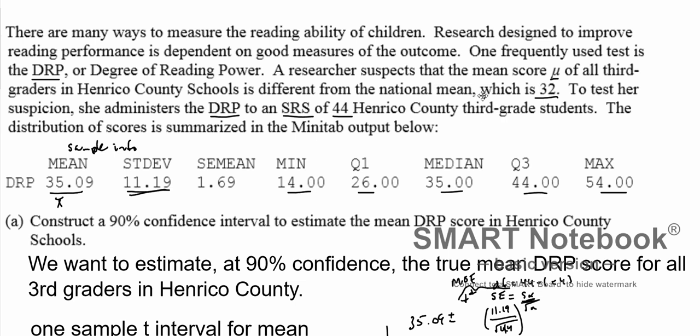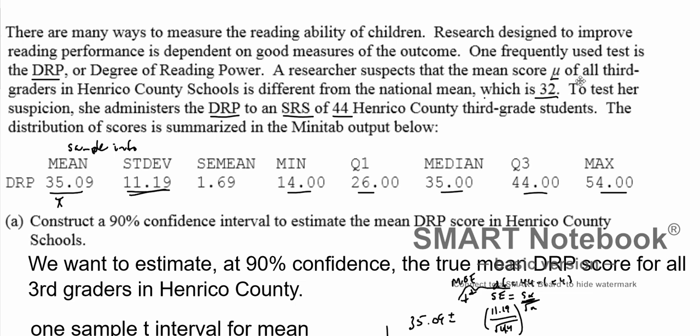All right, I'm going to quickly go through a one sample t interval for means. And here's an example of that. There are many ways to measure reading ability in children. Research designed to improve reading performance is dependent on good measures of the outcome. The frequently used test is the DRP, which is degree of reading power.